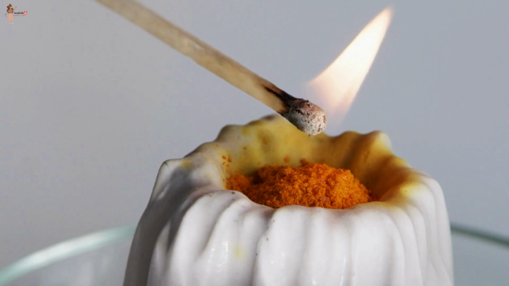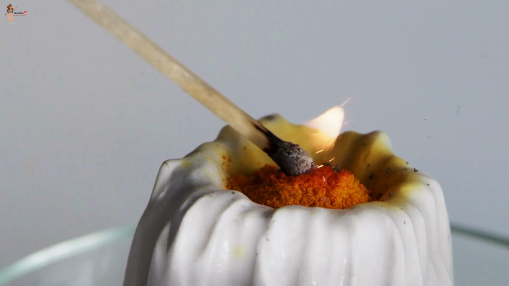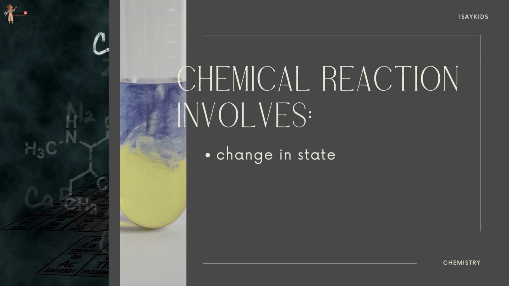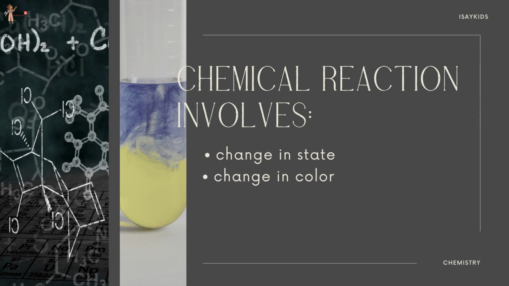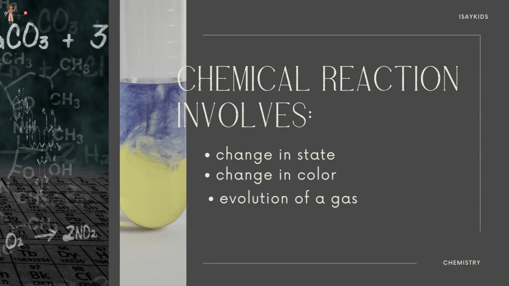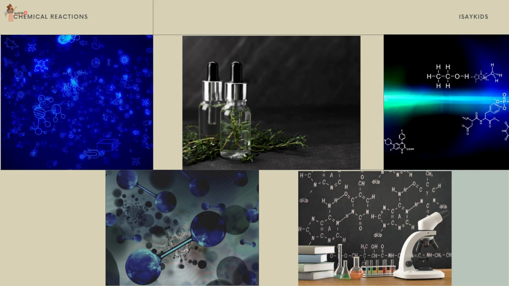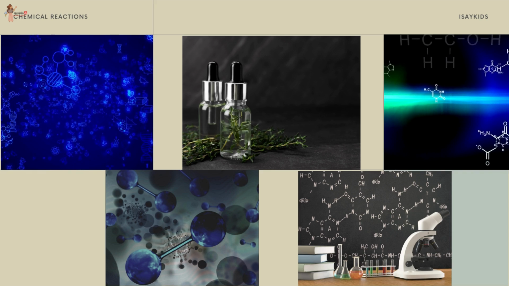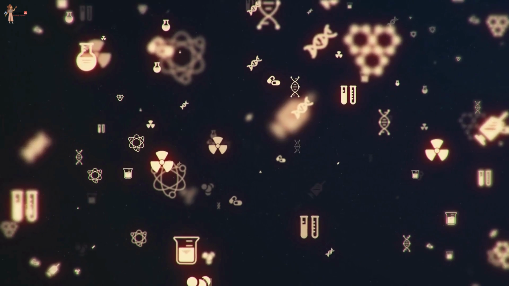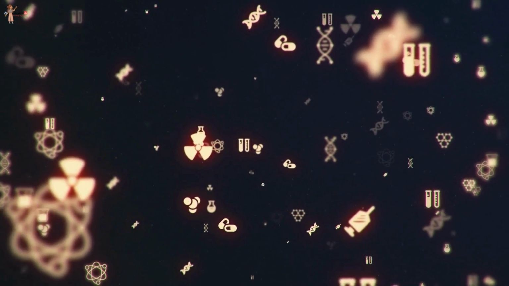Any of the following observations helps us to determine whether a chemical reaction has taken place. For example, a change in state, a change in color, some evolution of a gas, or finally, a change in temperature. As we observe the changes around us, we can see that there is a large variety of chemical reactions taking place around us. We will study the various types of chemical reactions and their symbolic representation in this chapter.